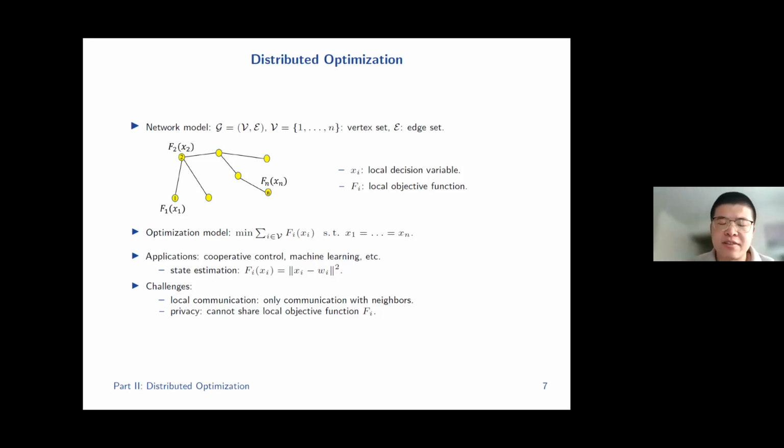The second challenge is due to the privacy issue. In the network, each node cannot share its local objective function fi with the other nodes. My research considers how the algorithm should look, so that the optimal solution can be found quickly, both in theory and in practice.